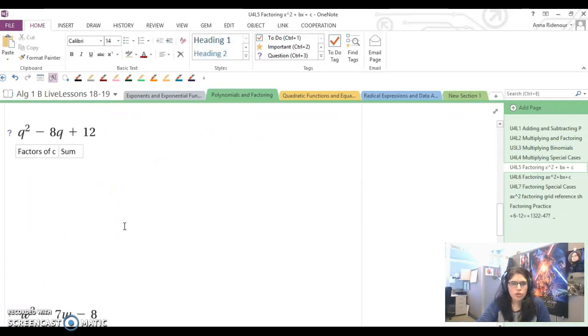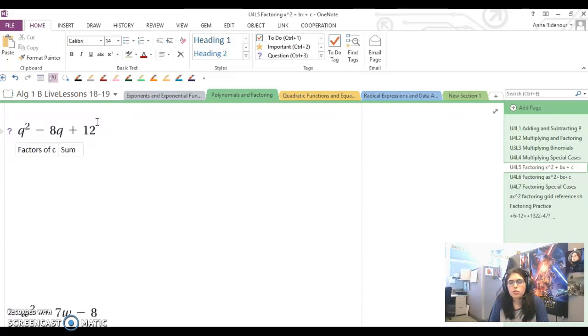So moving on to our next example, this one's a little bit more complicated because I need two numbers that multiply together to be a positive 12 and add together to be a negative 8. So in order for them to multiply together to be a positive number, either they both have to be positive or they both have to be negative.